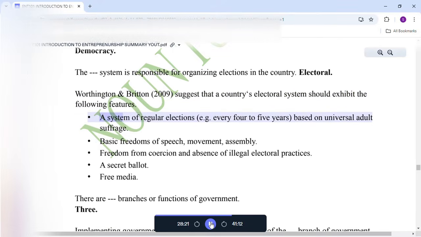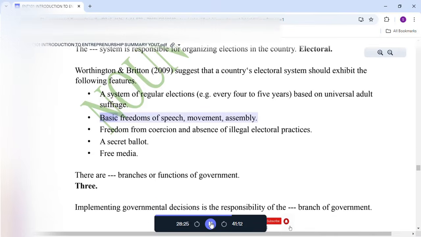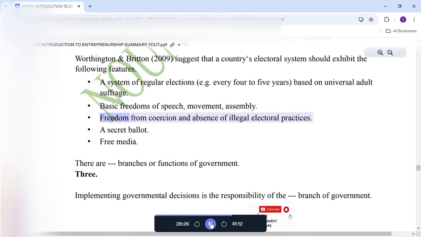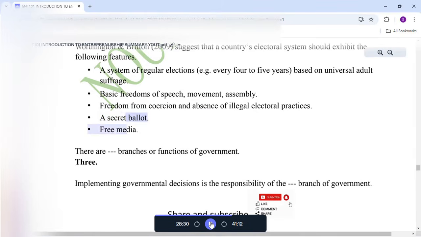A system of regular elections, e.g. every 4 to 5 years, based on universal adult suffrage. Basic freedoms of speech, movement, assembly. Freedom from coercion and absence of illegal electoral practices. A secret ballot. Free media.